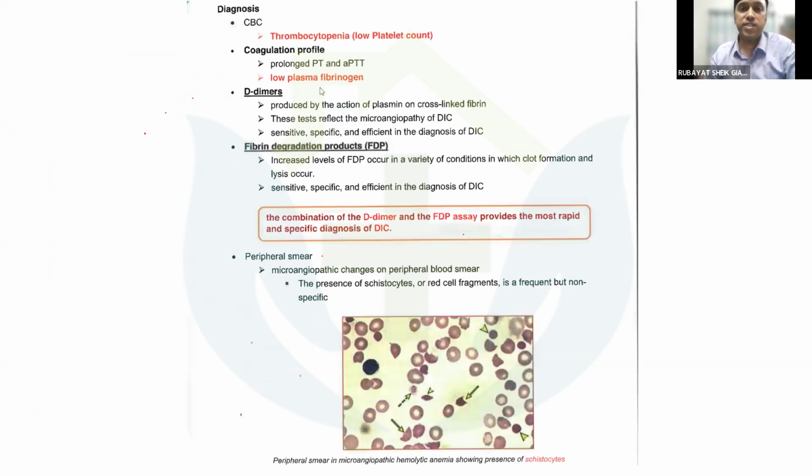Okay, so you look at the investigation profiles. As I told you, what you have to remember: your platelet count will be low. You will have a raised PT and APTT. Your fibrinogen will be low because all the fibrinogen is broken. FDPs will be high, D-dimer will be high, and you will have schistocytes because of microangiopathic hemolytic anemia, red cell fragments. So this combination of lab results will help you to come to the diagnosis of DIC.